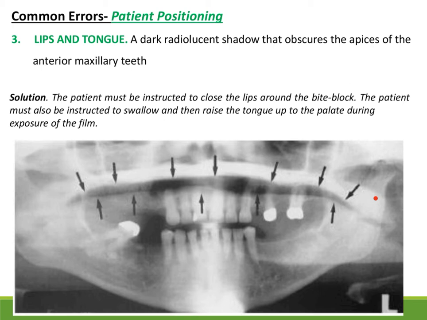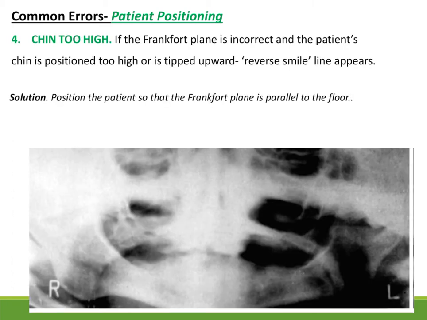If the lip is not sealed, again, you can see a small black area between the upper and the lower teeth extending to the sides. So you also have to ask the patient to close the lips so that you do not see any air column in the panoramic radiographs. Okay, so that's about the error due to the lips and the tongue.